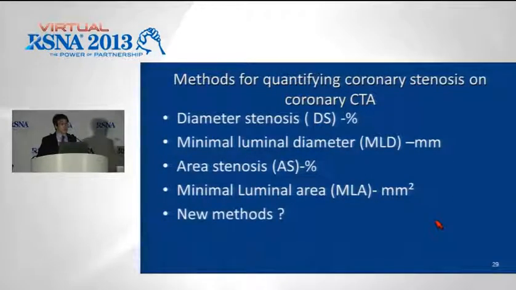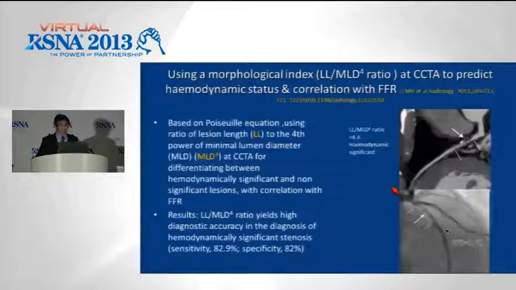Are there any new methods for assessing or quantifying coronary stenosis? This paper was just published in Radiology 2 weeks ago online by Dr. Lee from Shanghai, and it's a very, very interesting paper. Based on Poisson's equation, using the ratio of the lesion length to the fourth power of the MLD, they say that you can differentiate between hemodynamically significant and non-significant lesions and then correlate it with FFR.